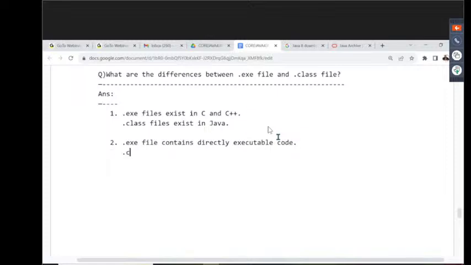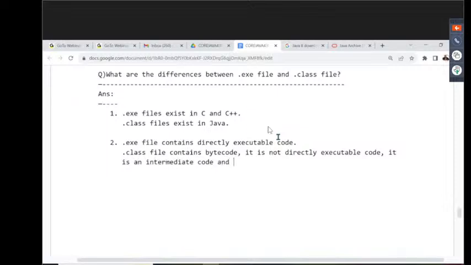Whereas a .class file contains bytecode. It is not directly executable code. It is an intermediate code. That's point number 2. An .exe file contains directly executable code. A .class file contains bytecode. It is not directly executable code. It is an intermediate code.